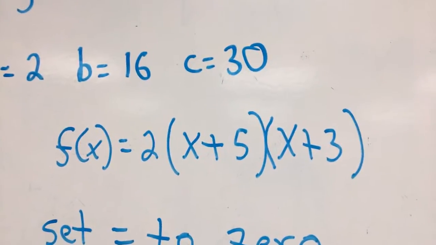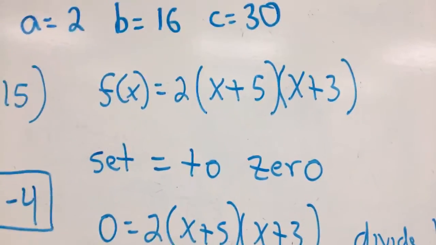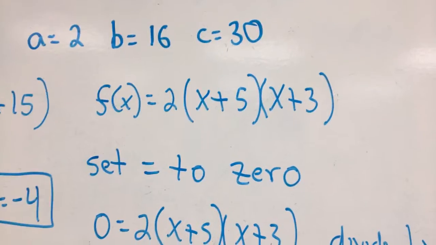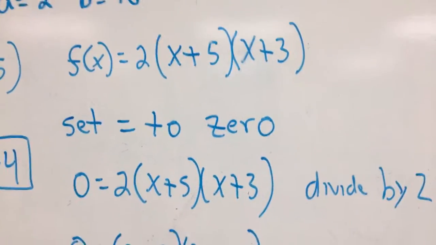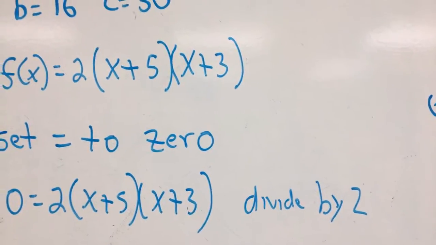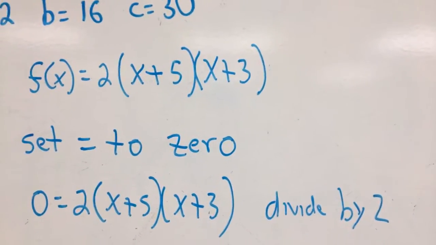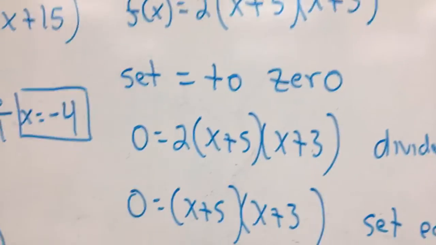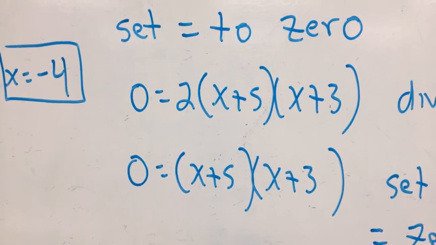Now, I don't like the 2. So I'm going to set it equal to 0, because again, every y on the x-axis is 0. And I'm going to get rid of the 2. I'm going to divide everything by 2. And when I say divide everything, I mean I'm going to divide both sides by 2. So when I divide by 2, that's what I have left.